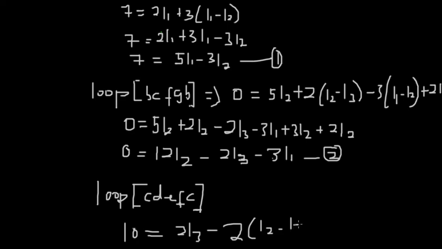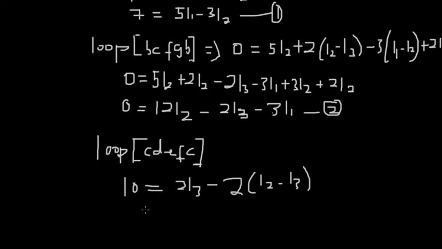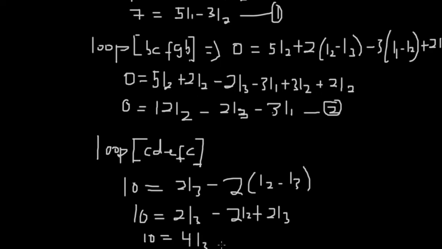I2 minus I3. When you further simplify this, you get 10 equals 2I3 minus 2I2 plus 2I3. So from here we have 10 volts equal to 2 and 2 give us 4I3, and then minus 2I2. This is our equation 3.